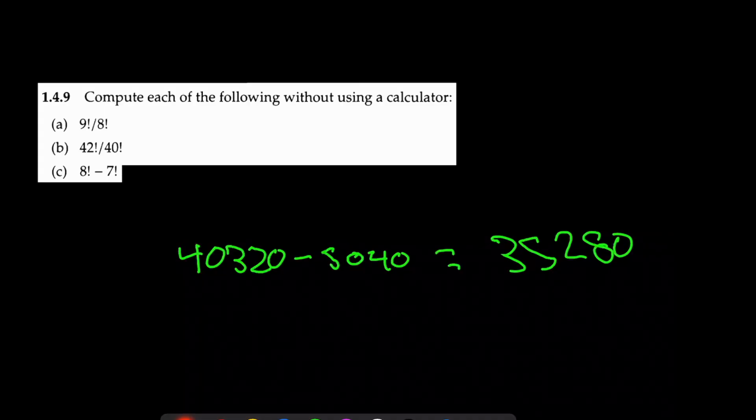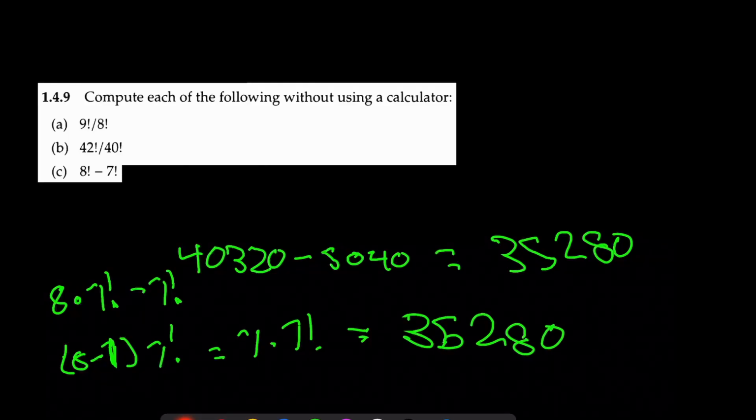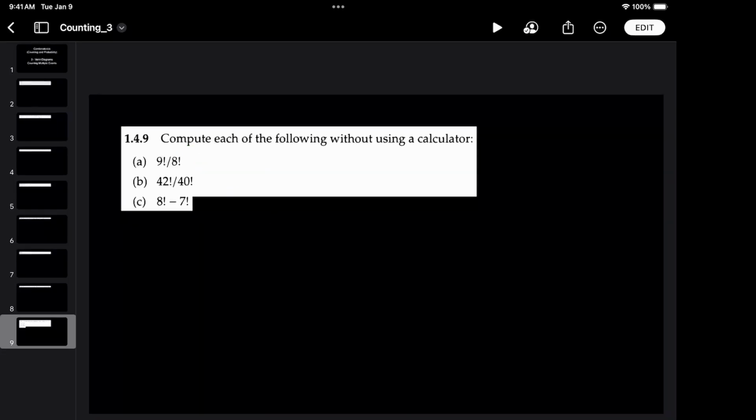Another way to do it is you factor it out. 8 times 7 factorial minus 7 factorial, or if you factor it, 8 minus 1 times 7 factorial, which is 7 times 7 factorial. And if you multiply out 7 times 7 factorial, you would get 35280. And that basically summarizes all of it.